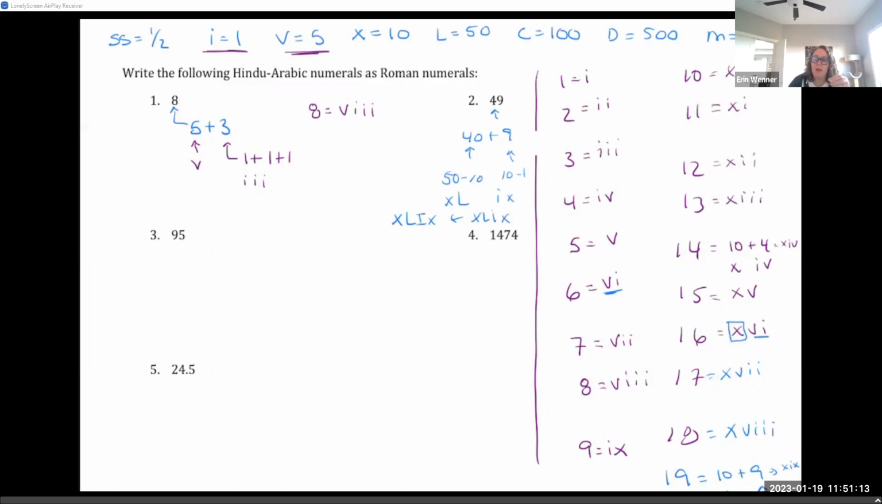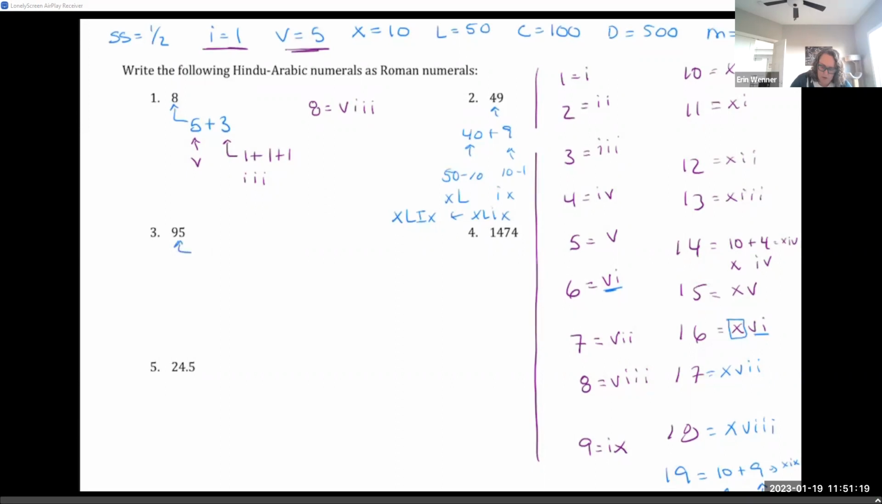We can only take numbers away that are within 10% of the number. So we can't take 100 and minus 5. That's not allowed, okay? But what we can do is do 100 minus 10 and then add 5, because 10 is 10% of 100. So if we look at 95, I want to represent the 100 minus 10, and remember to represent subtraction, we bring the letter before, so that's going to be XC, because 100 is C. Bringing the X before it means we're subtracting, and then we'll add the 5 on, so we get XCV.